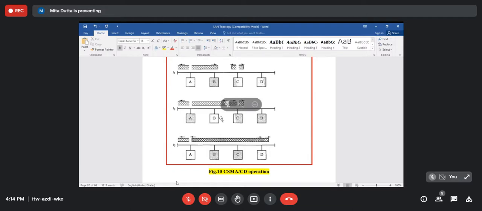So that is why it is carrier sense multiple access, because multiple nodes have access to the medium, and each node can send information at any instant of time. Clear what we mean by CSMA/CD?